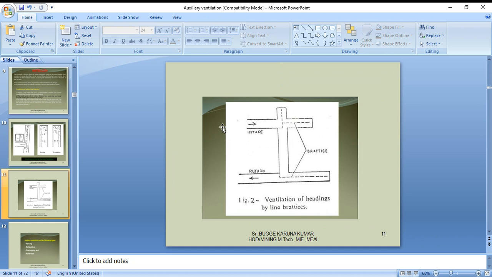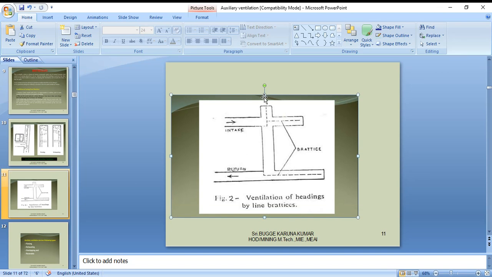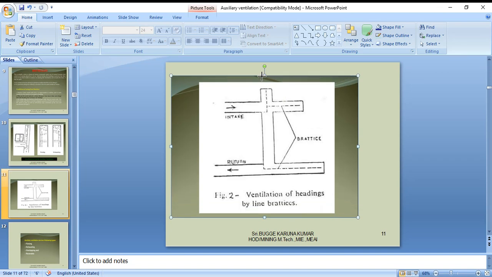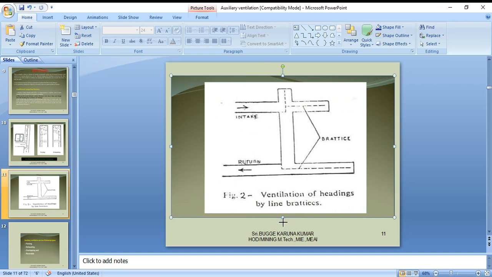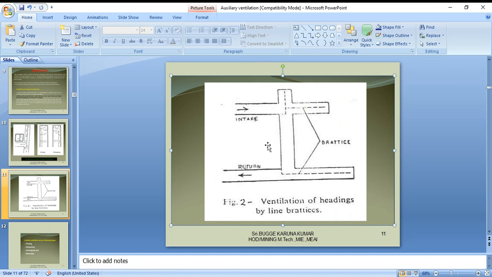And then, there is another method. This is called ventilation of headings by line brattice. Similarly, showing here for intake airway and ventilated. Here is the line brattice separation. They ventilate going to another heading and going outside, and also the ventilated other heading going outside. Return. This is another model of ventilation of headings by the line brattice.